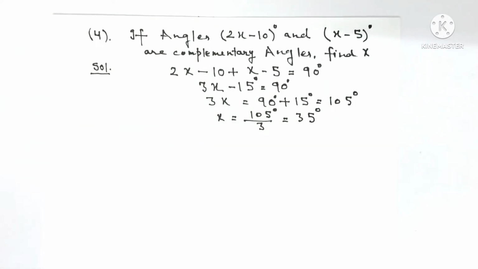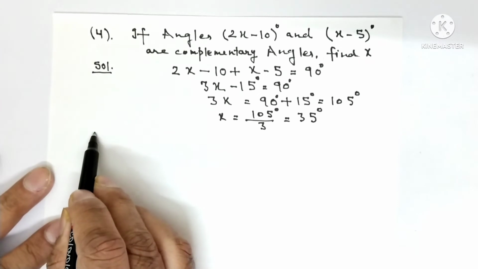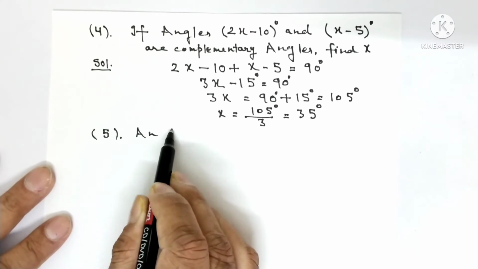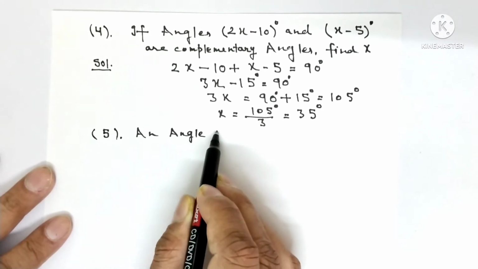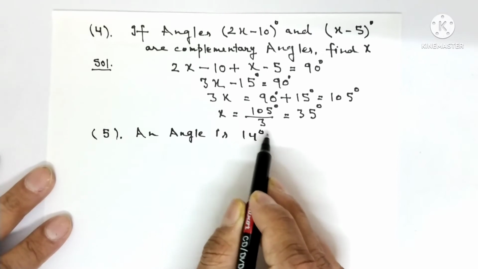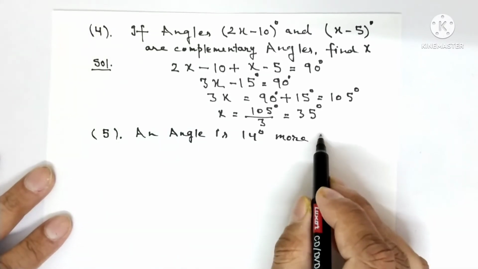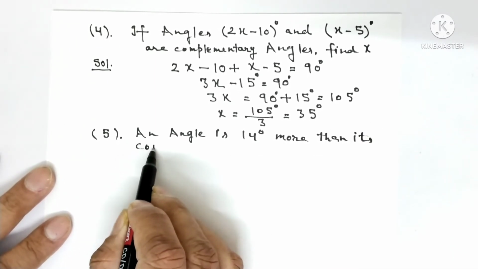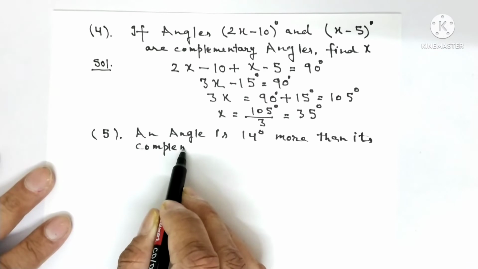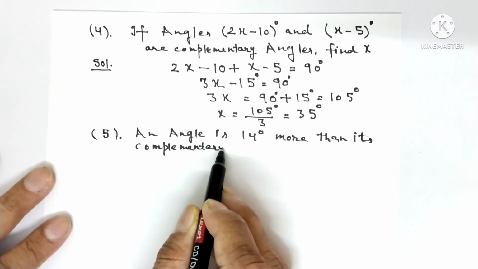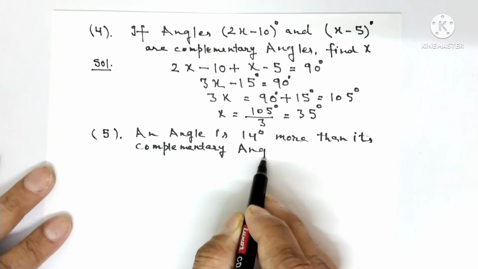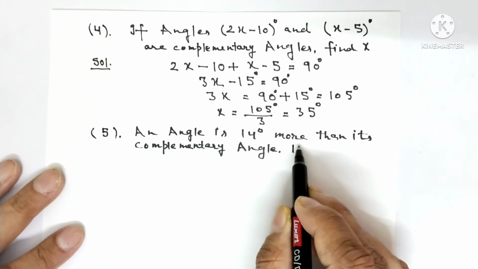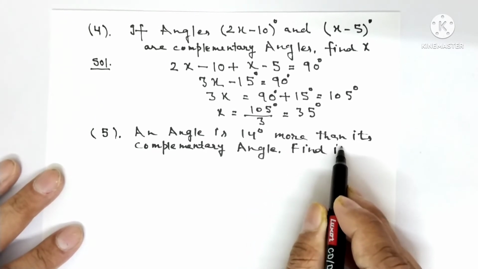Now similarly other questions are there. Question number 5. An angle is 14 degree more than its complementary angle. Then it is written, find its measure. Find its angle's measure.